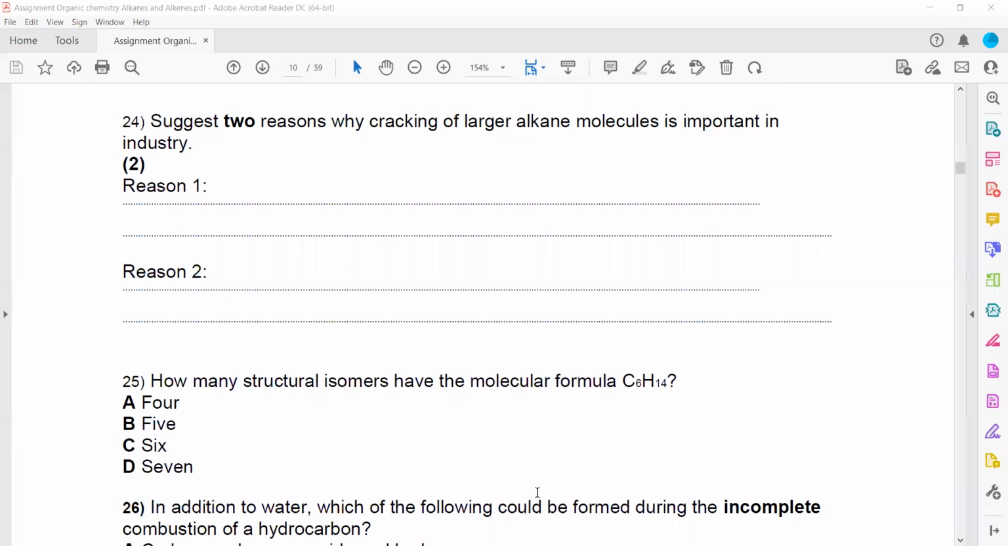Shorter alkanes burn more efficiently. Yes, shorter alkanes are there. You can mention that waste product can be recycled, or you can mention it produces more petrol or more jet fuel. Short chain alkanes or lighter fractions are more useful products or can be used as a fuel, you can mention. Or demand is greater for the short chain or lighter fraction.